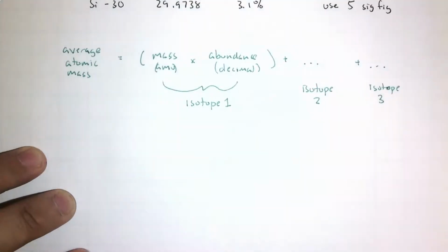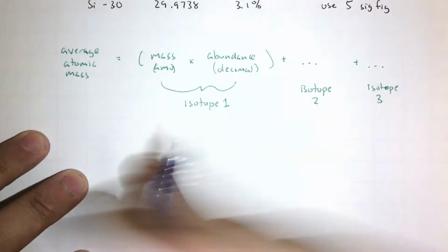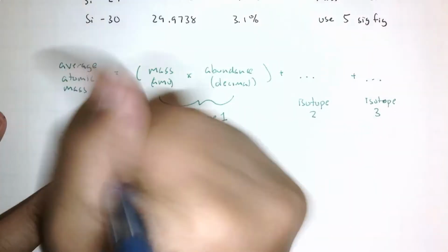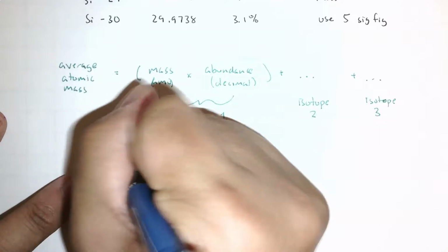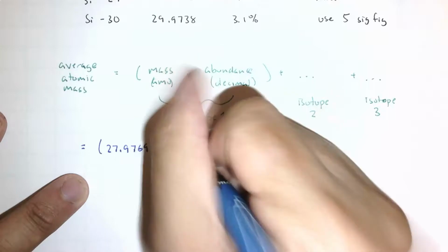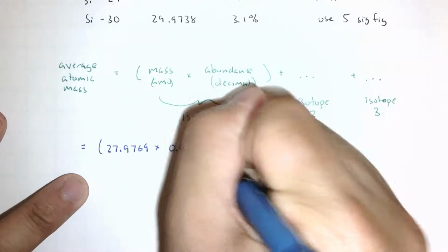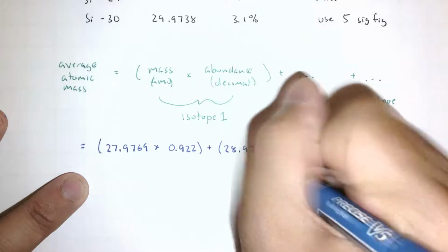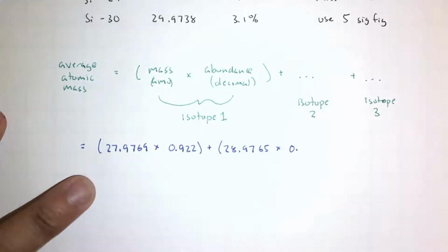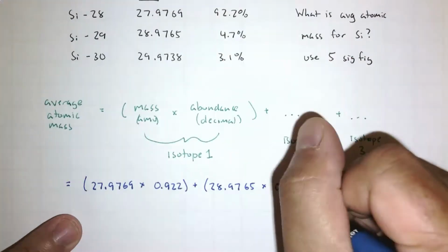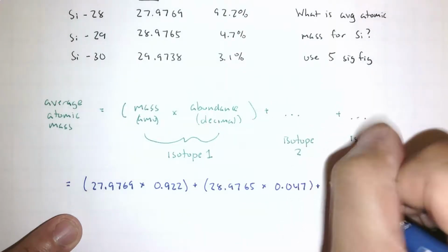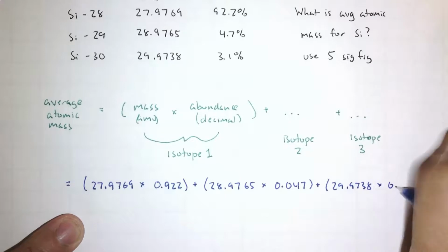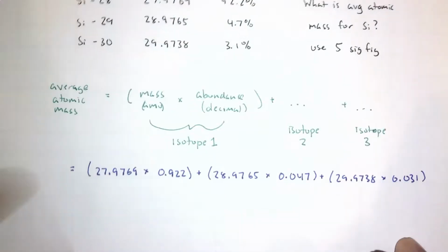Once I have a general formula, I like to plug in all the numbers instead of doing this in parts, because I want to see the overall equation with the data. Silicon 28 mass, abundance in decimal. Hopefully you have something similar or exact on your paper. Be careful, 4.7% in decimal form is 0.047. 0.031. That will equal the average atomic mass.